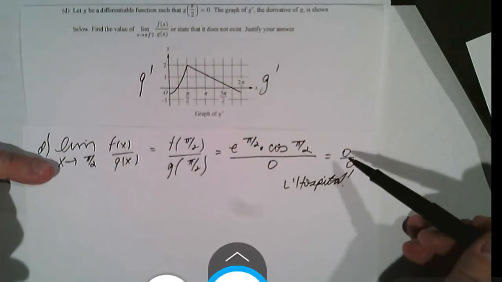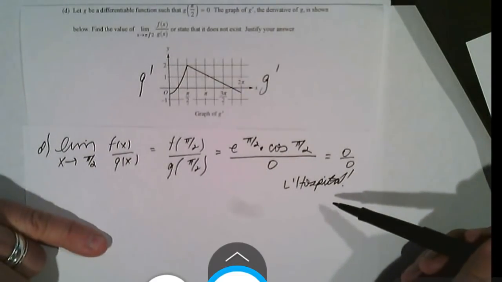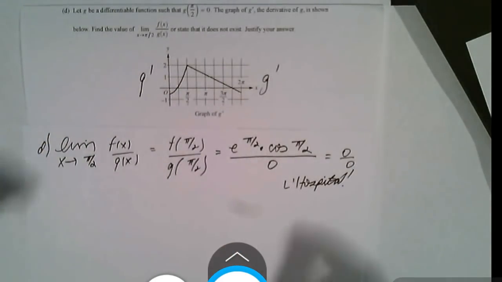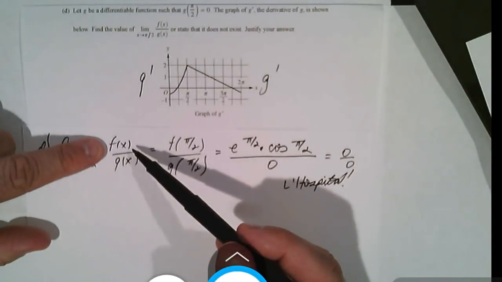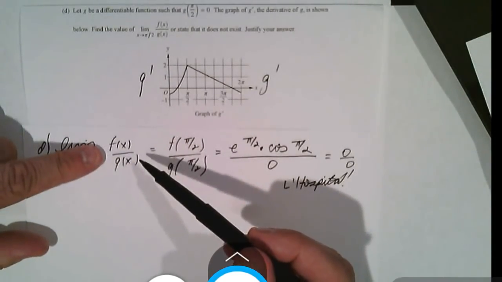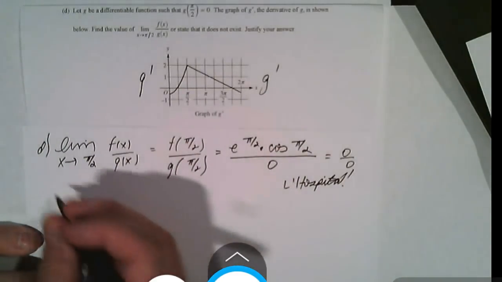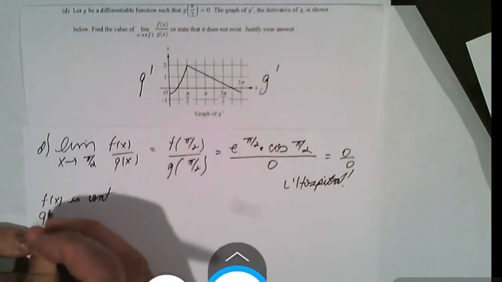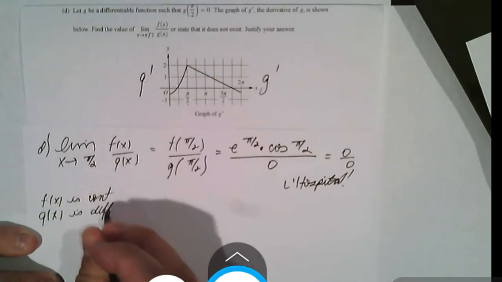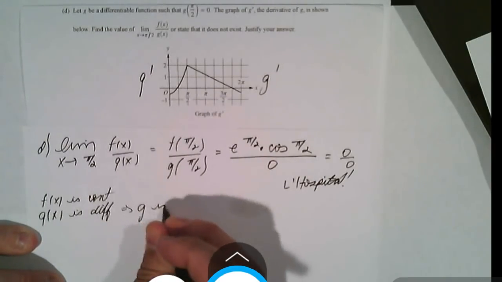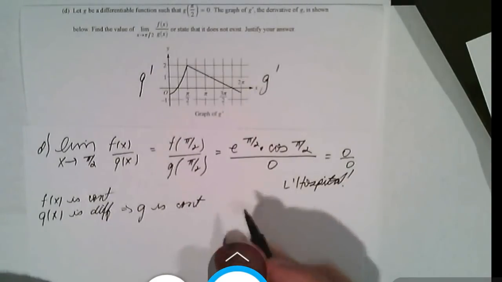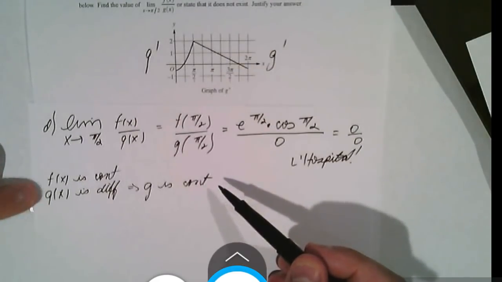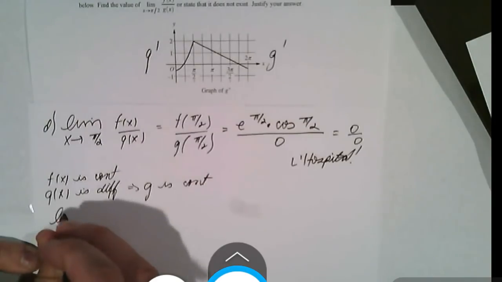What you have to do in order to use L'Hopital's rule is show that you have evaluated the limit of the numerator and the denominator separately, and that you've established that both functions are continuous. So, gosh, what do I know? I know that f of x is continuous, and I know that g is differentiable, which means that g is continuous. Okay, that's good. That is an essential condition to use L'Hopital's rule. Continuity has been established. But you have to write it out this way.